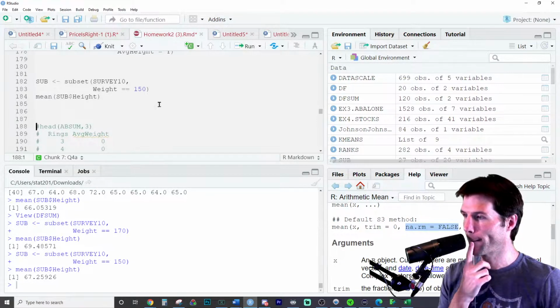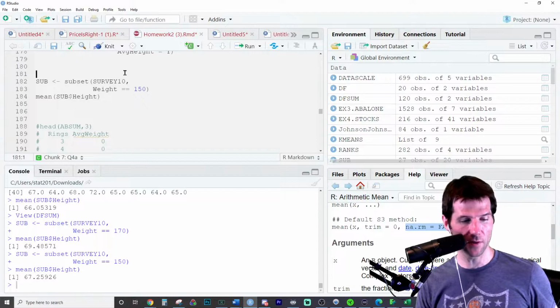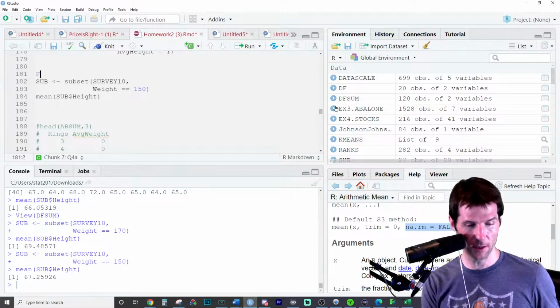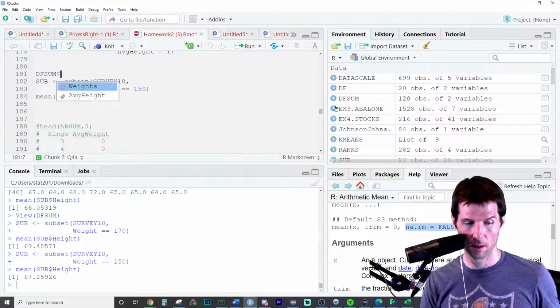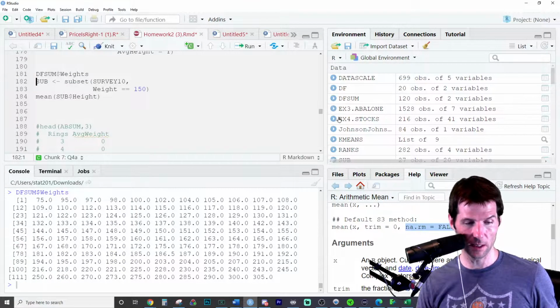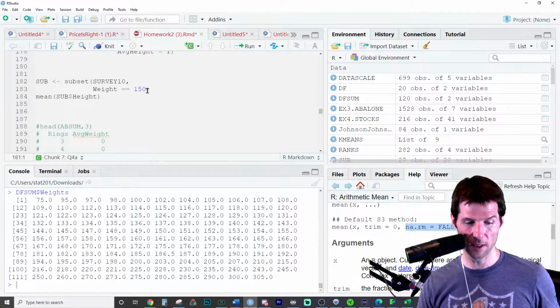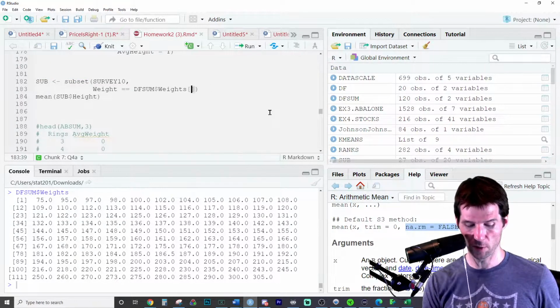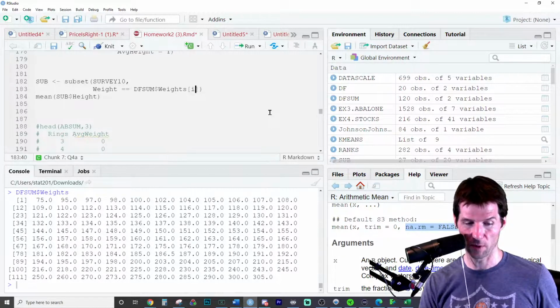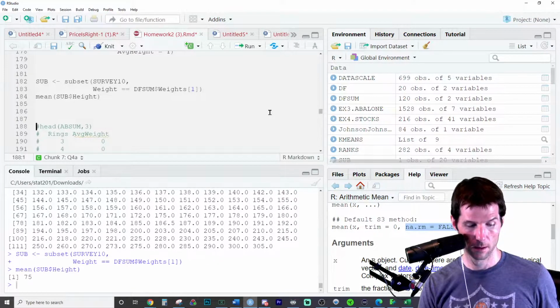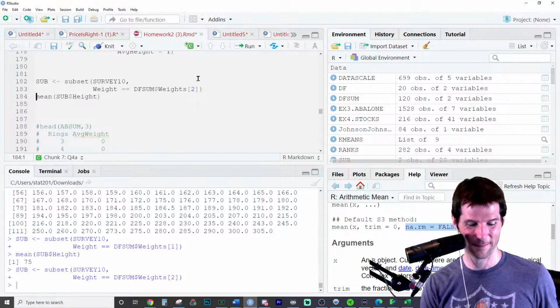But wait a minute. Don't I already have all these values in my df sum right here? Don't I already have all the weights right there? So what if I did the following? If I put df sum here and put the first one, oops, let's put it first. I just did what? Whoa, that's interesting. That's the person who's 75.